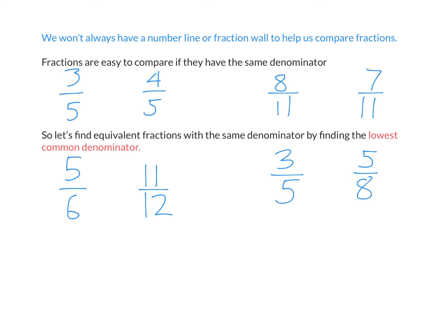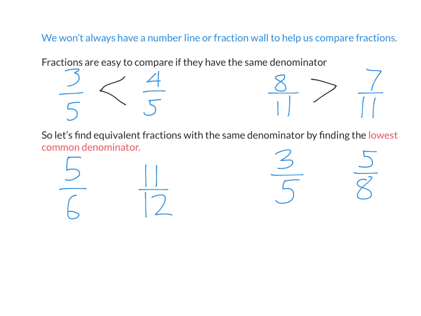Now, fractions are really easy to compare if they have the same denominator. If you've got 3/5 and 4/5, well, clearly having 4 of something, 4/5, is more than 3/5. That's easy. So the crocodile eats the larger number. 3/5 is less than 4/5. Similarly here, 8/11 is clearly more than 7/11. So we want the crocodile to eat the larger number. This says 8/11 is greater than 7/11. Having 8 of something, 8/11ths, is more than having 7 of something, 7/11ths.